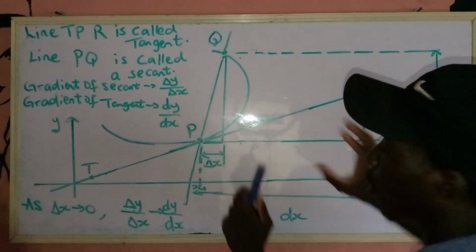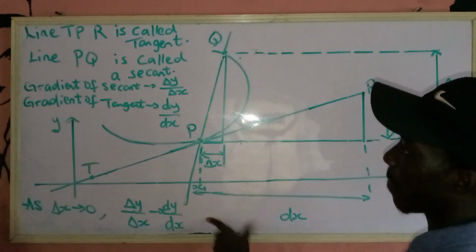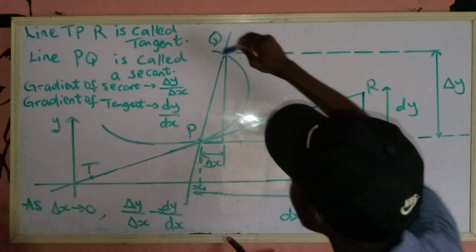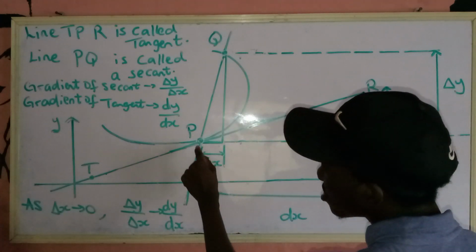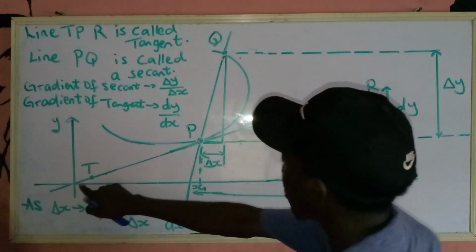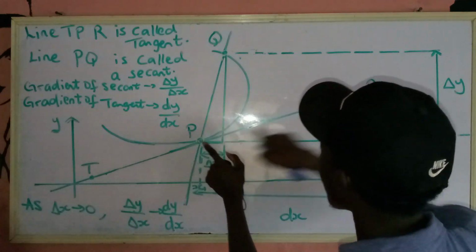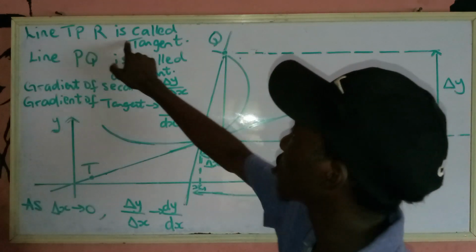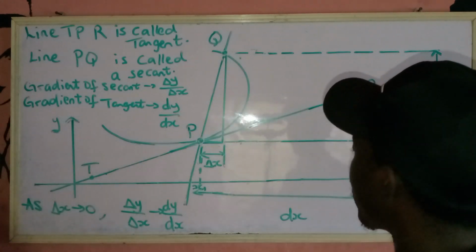Now in that case, consider the definition. The line PQ is a secant because it touches the curve here, and you can see this curve continues and goes like this. Are you getting? So this is a secant, while a tangent touches the curve at a single point, which is this. You can see. So the line that touches the curve at this particular point is line TPR. The line TPR is called a tangent. That is the line that touches the curve at a particular point.